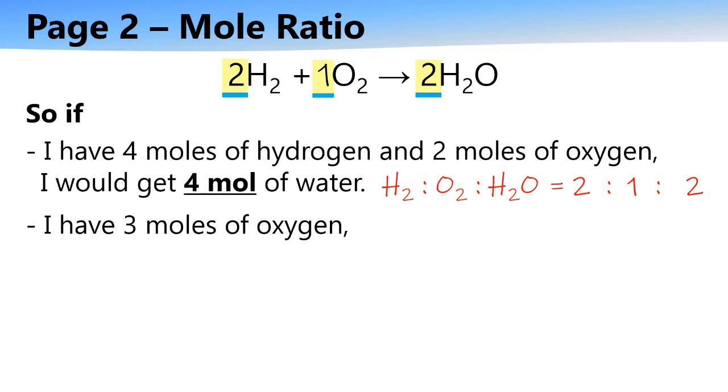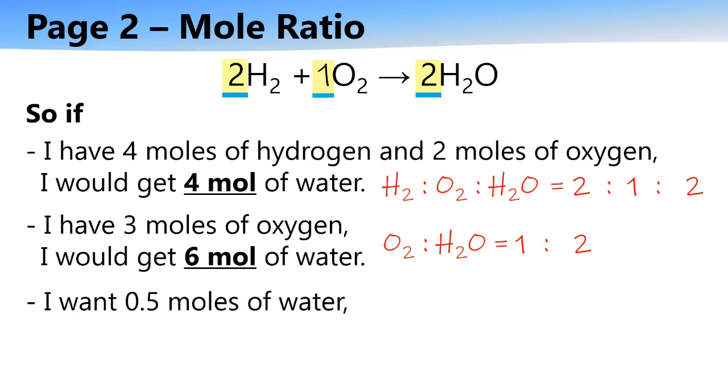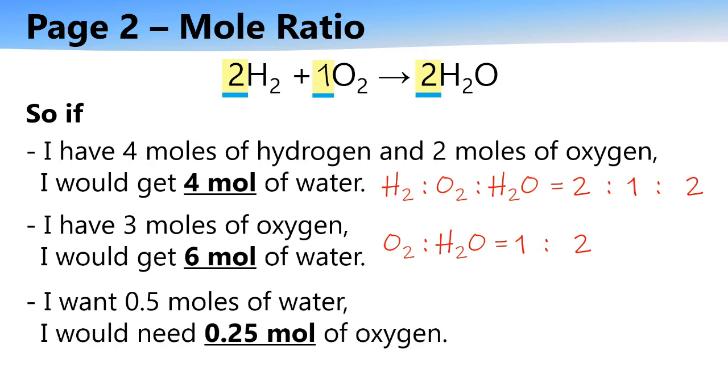If I have 3 moles of oxygen, okay, how many moles of water can I get? Okay, think about it. What is the ratio of oxygen to water? Okay, if I have 3 moles of oxygen, I can get 6 moles of water because the ratio of oxygen to water is 1 is to 2. And if I want 0.5 moles of water, how many moles of oxygen do I need? Okay, I will just need 0.25 moles of oxygen because the ratio of water to oxygen is 2 is to 1.